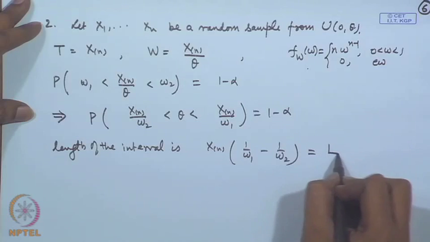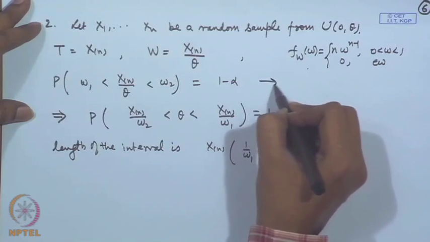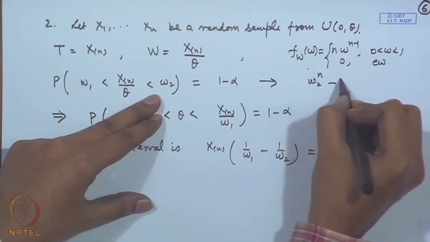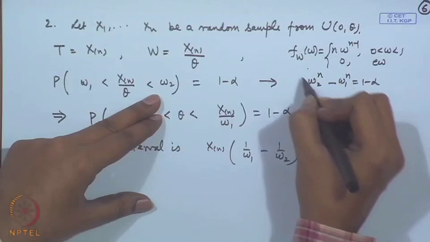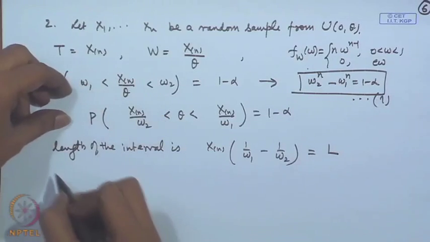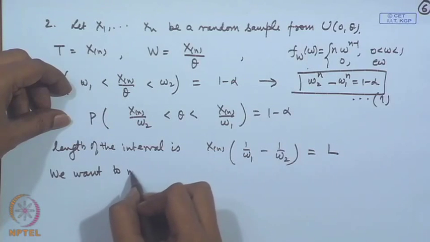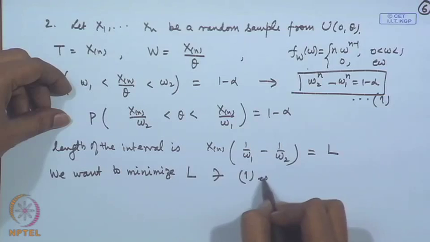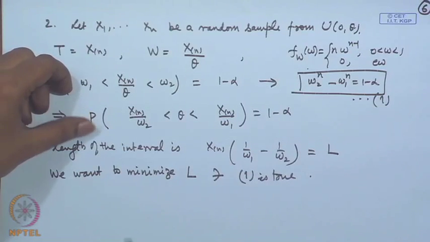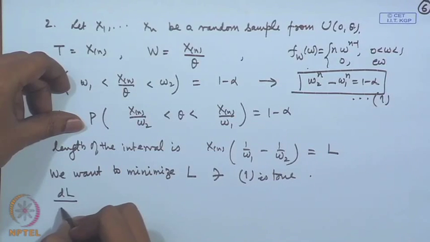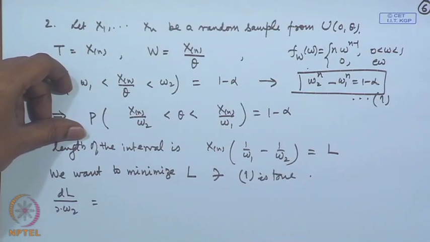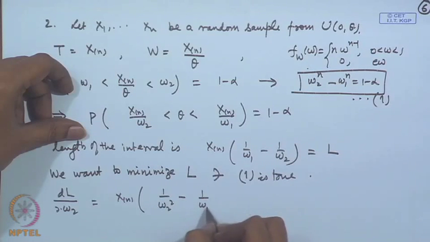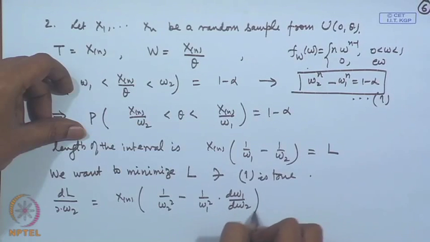Let me write it as equal to say L, and at the same time this condition will imply that W 2 to the power n minus W 1 to the power n is equal to 1 minus alpha. Let me call this condition 1. So, we want to minimize L subject to the condition 1. Now, let us consider differentiation of this with respect to say omega 2, then that will give me x n into 1 by omega 2 square minus 1 by omega 1 square d omega 1 by d omega 2.